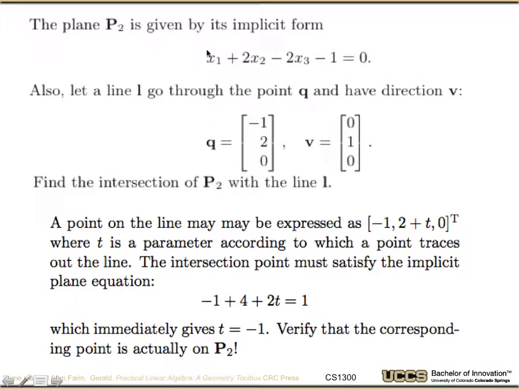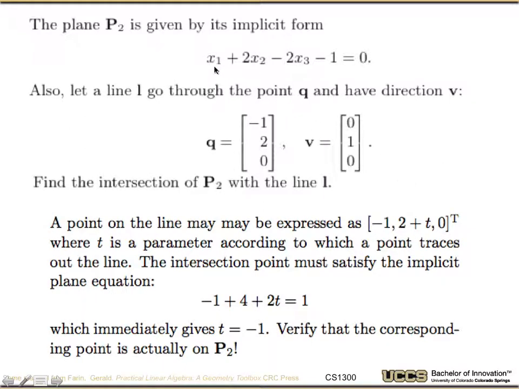So x1 is -1. We're going to take 2 plus t for x2, which means we multiply by 2. We get 4 plus 2t. We're going to take 0 times 2, 0 for x3, so that item disappears. And then -1 equals 0, so I've already just put the -1 on the other side. If we look at that, we can then rearrange it, take all the constants to this side. We get that 2t equals -2, therefore t equals -1. And we can verify by putting in t equals -1 to this. We get -1, 2 minus 1, so we get -1, 1, 0.